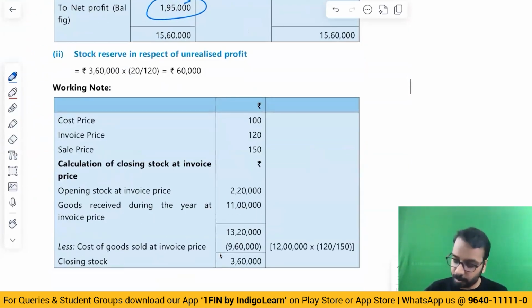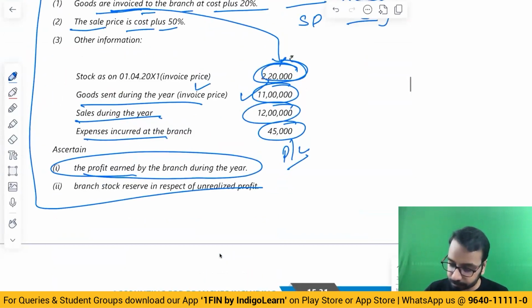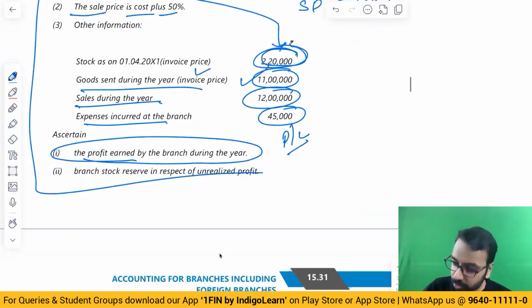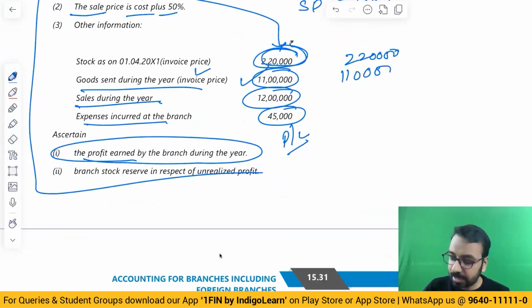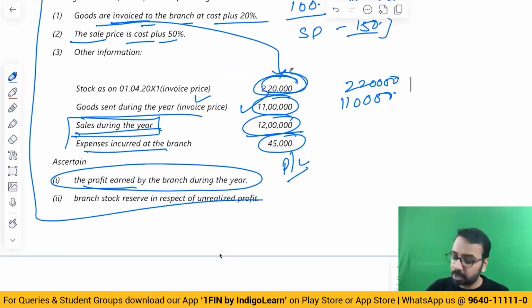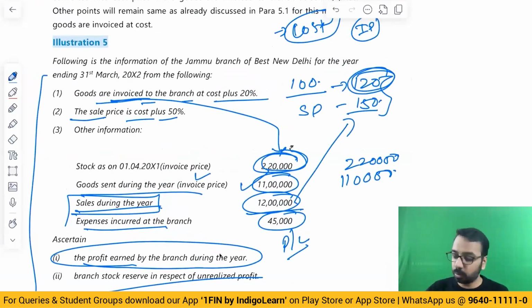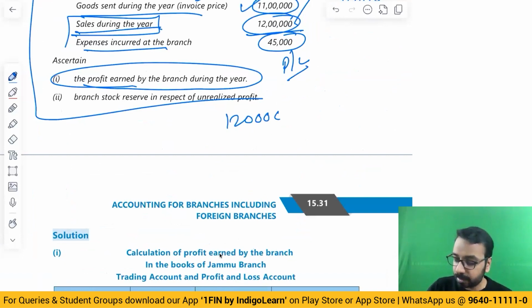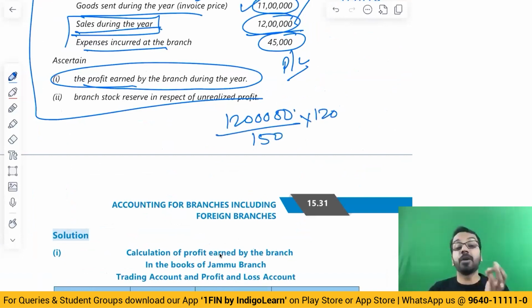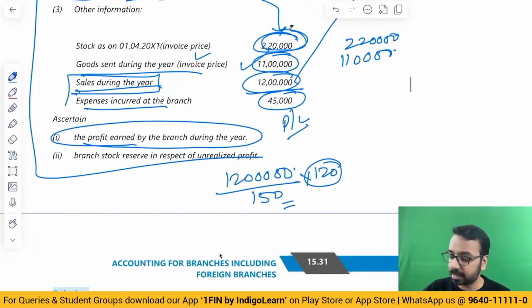Now, how do we get to the closing stock? Opening stock is 2,20,000, goods sent is 11 lakhs. How much has been sold? 12 lakhs has been sold. But this 12 lakhs is at 150. The valuation is at 150. We need the cost of goods sold at invoice price, which is 120. So 1200 divided by 150 multiplied by 120, we get 960.